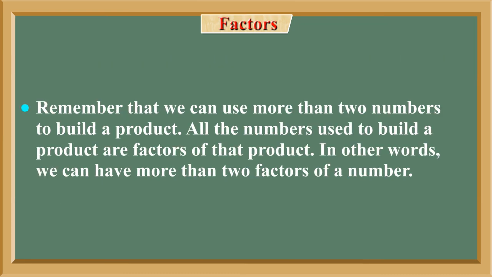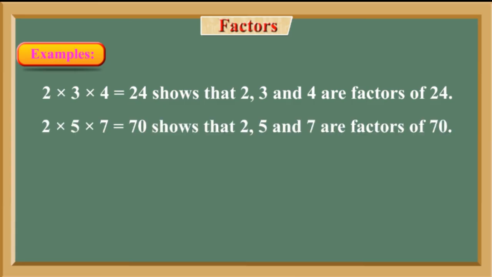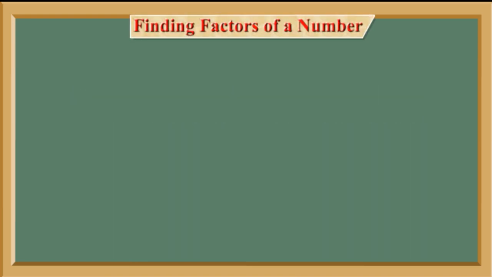Remember that we can use more than two numbers to build a product. All the numbers used to build a product are factors of that product. In other words, we can have more than two factors of the number. Examples: 2 multiplied by 3 multiplied by 4 is equal to 24. This shows that 2, 3 and 4 are factors of 24. 2 multiplied by 5 multiplied by 7 is equal to 70. This shows that 2, 5 and 7 are factors of 70.